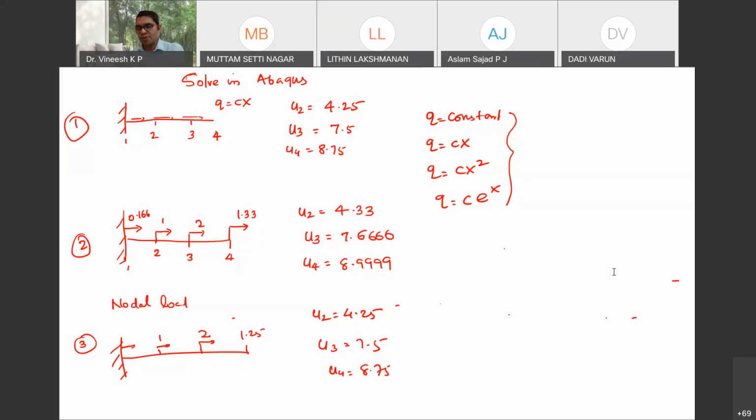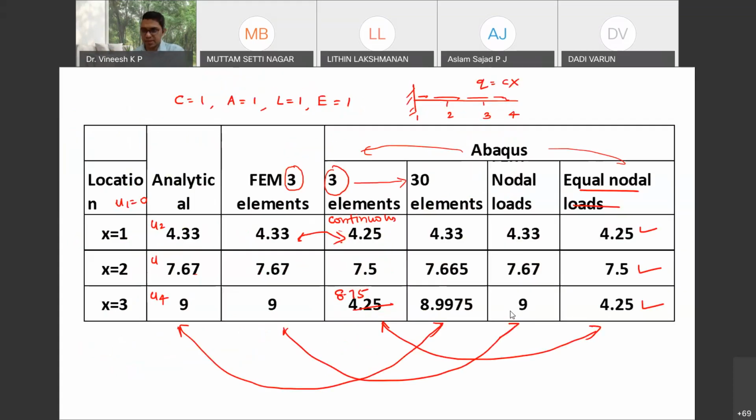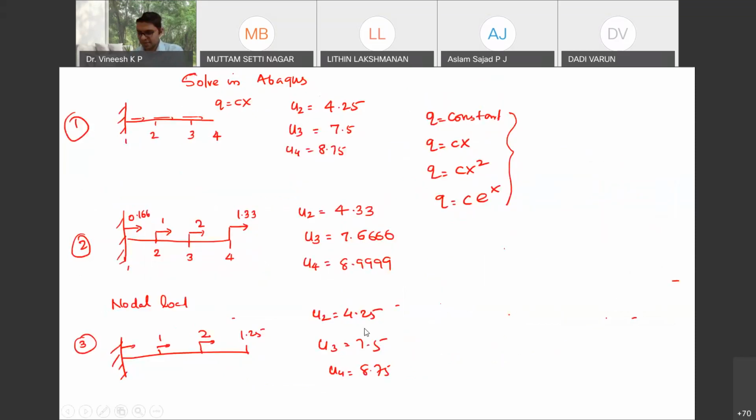So the possible way to avoid that is to do it only for this condition: uniform loading only. What is the advantage of that? They don't need to take effort on the other cases. If you look at the case of 30 elements, when you divide it into 30 elements in Abaqus, you see this is our matching. So what is your conclusion?